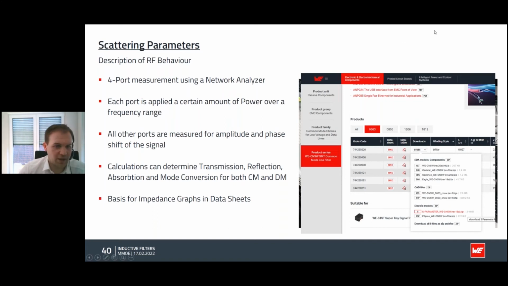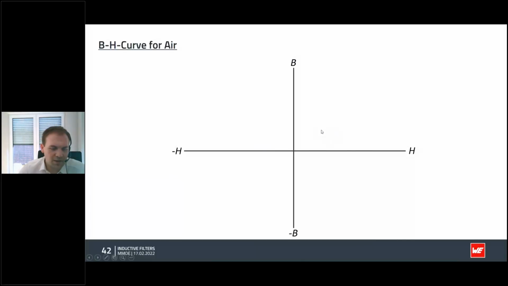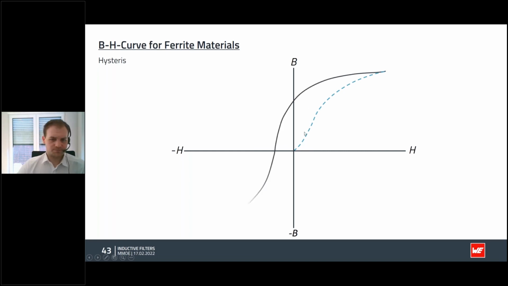Running a little bit out of time here. Let's go straight to the saturation effects. For an air choke, we will have no saturation effects because you cannot saturate air. For a magnetic material like ferrite, however, we will have some saturation.